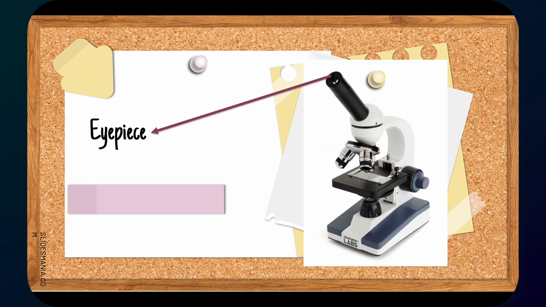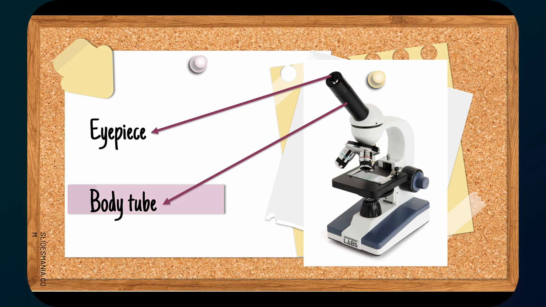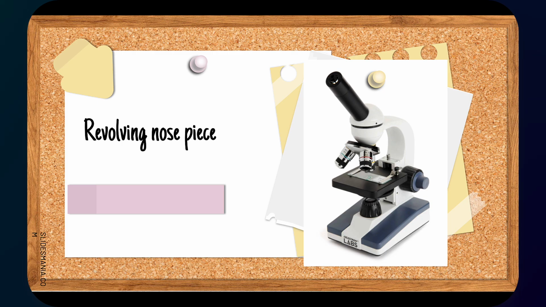The eyepiece, also known as the ocular lens, is where you will view the specimen. That's where you put your eye. The microscope body tube separates the objective and the eyepiece and assures continuous alignment of the optics. The revolving nose piece rotates to change between different objective lenses.